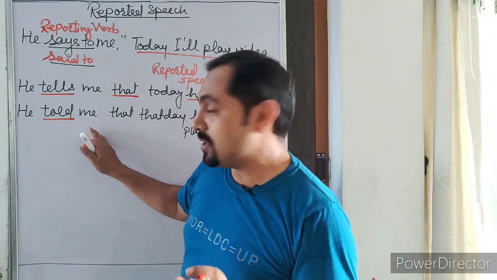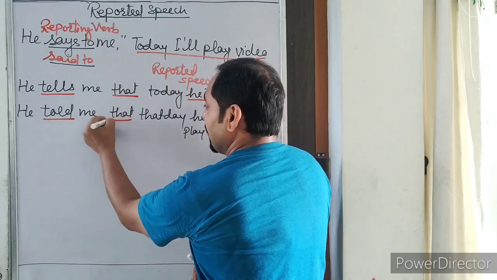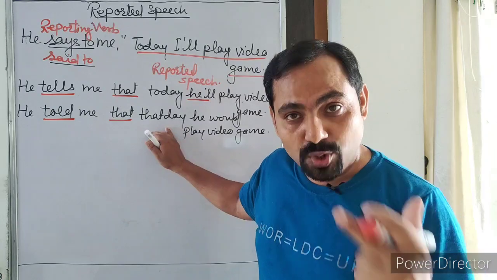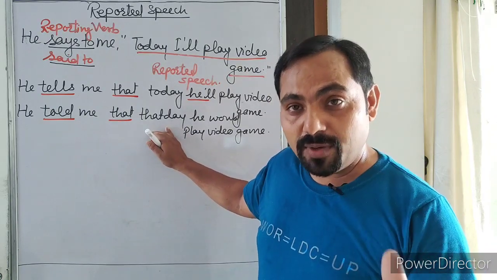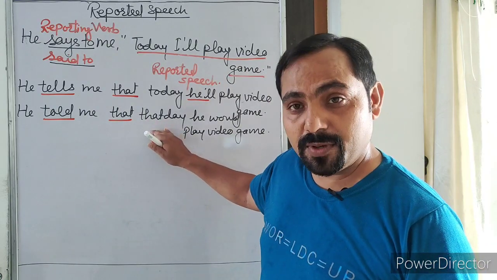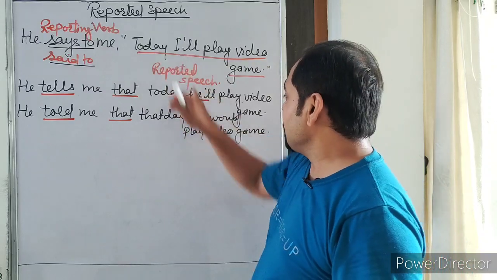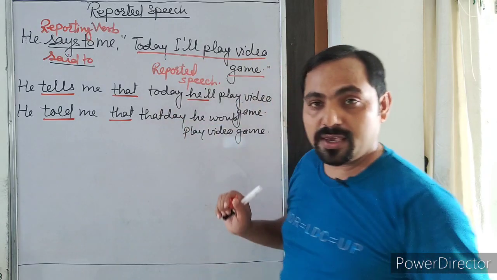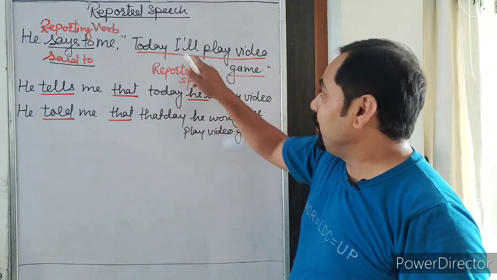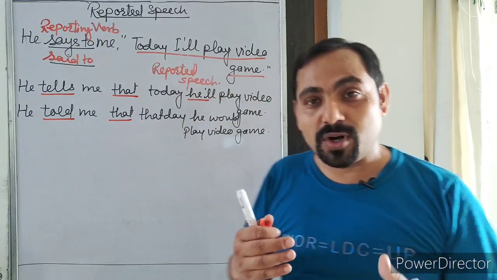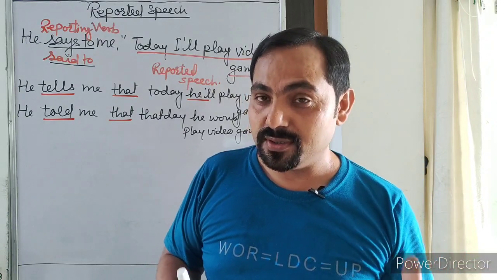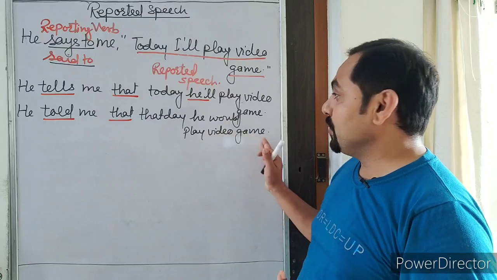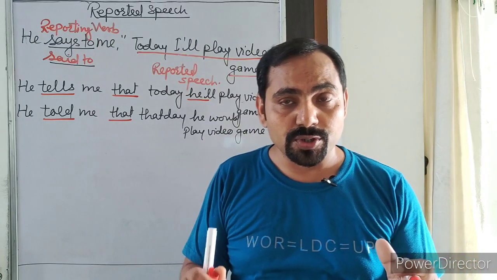So, he told me, then we use the conjunction that, and today becomes that day, that I'm going to talk about. Okay, one table I'll give you, and you will have to follow that table. Here I became he, meaning the speaker is he, so we will use he. Will becomes would. This is the past tense of future. Will becomes would, and play video game. So this is all about the rule.